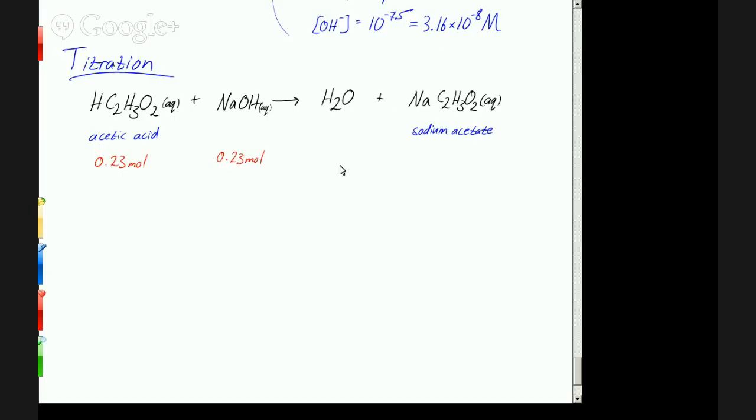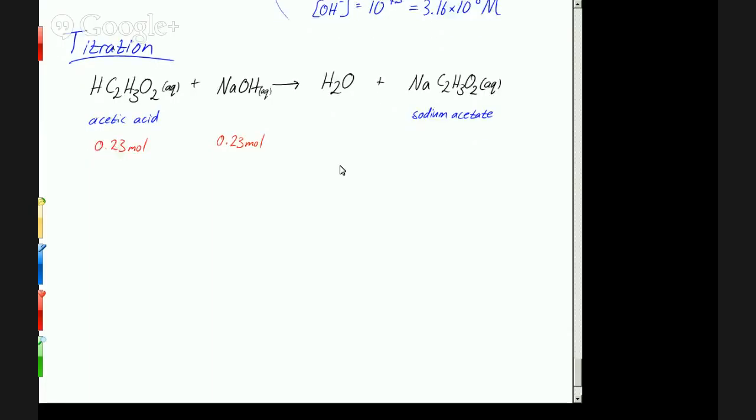So when 0.23 moles of one react with 0.23 moles of the other, it becomes neutral. There's no longer any acid or base around, it's just water. You see how that would work? So the way that works experimentally is like this.